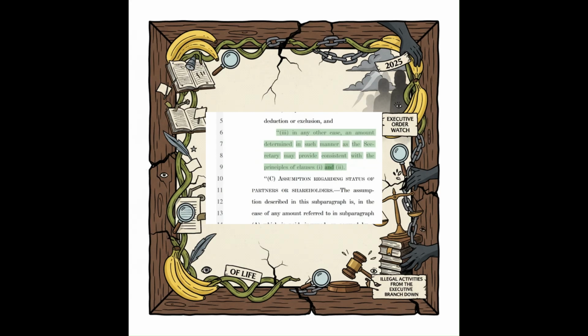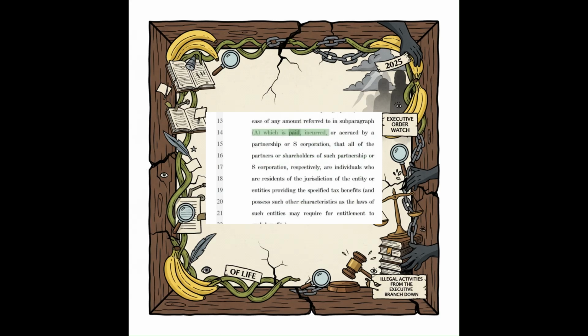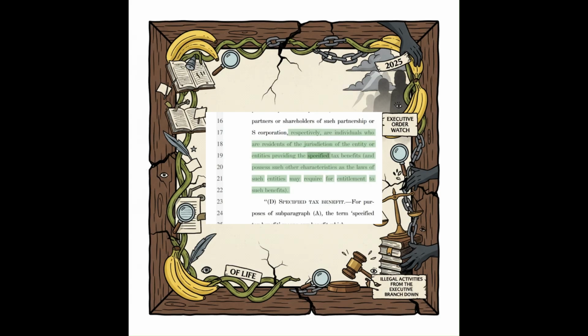Assumption regarding status of partners or shareholders. The assumption described in this subparagraph is, in the case of any amount referred to in subparagraph A which is paid, incurred, or accrued by a partnership or S corporation, that all of the partners or shareholders of such partnership or S corporation, respectively, are individuals who are residents of the jurisdiction of the entity or entities providing the specified tax benefits.